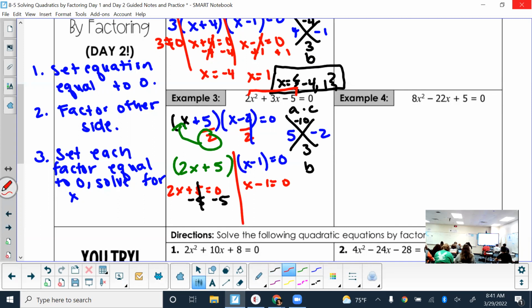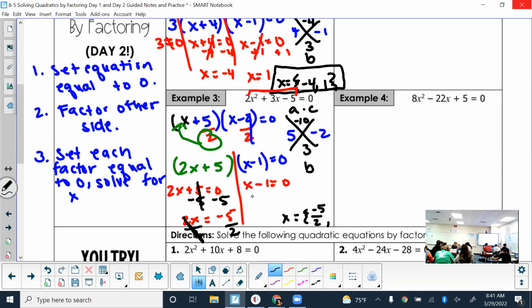I get 2x equals what? And the opposite of multiplying by 2 would be, so do that. I'm a little bit out of room, but my first x is going to be -5/2. It's okay for it to be a fraction as long as it's reduced.